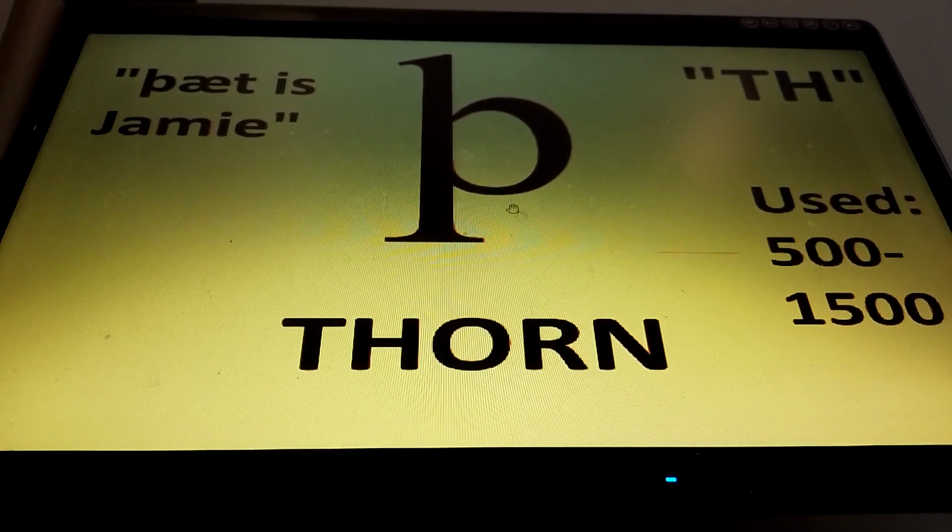The reason why the thorn fell out of use was because the printing press came into existence in the 15th century, and all the typewriters in Europe didn't have this letter on their machines, so they ended up replacing it with a Y as it was the closest thing, and it just became common to replace this with a Y, and eventually we just removed the Y.